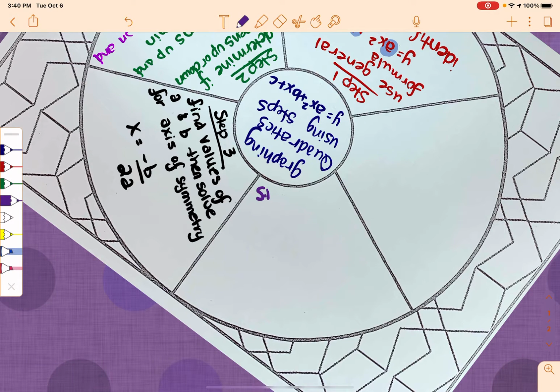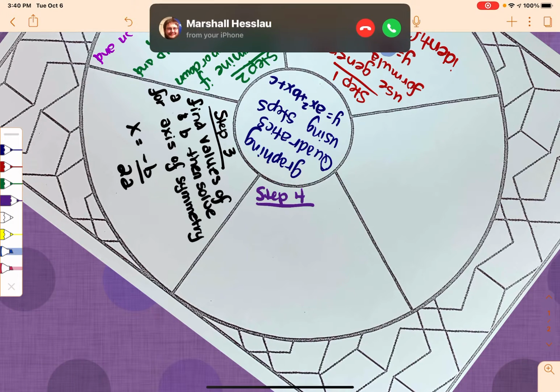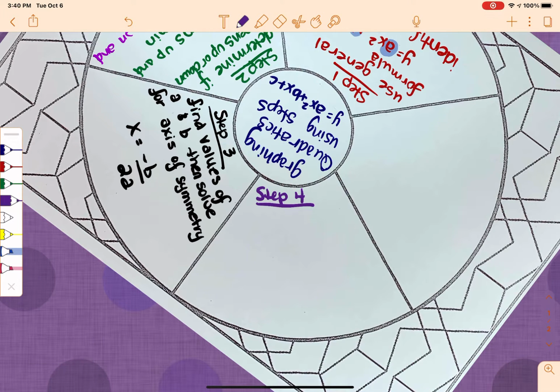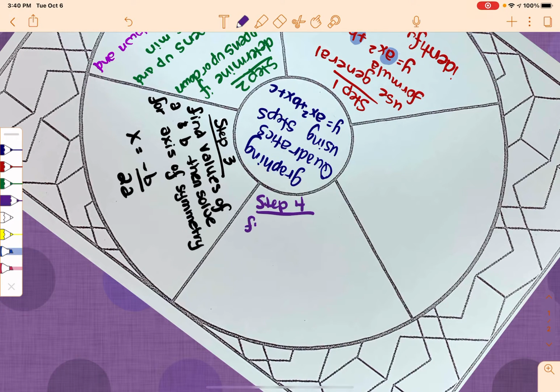Okay, so for step 4, we are going to find the vertex. Now the good news is when we found that axis of symmetry in step 3, whatever number we get for step 3 is going to be our x value. So we only have to find the y. So to find this y value, we're going to plug our x value into my equation to find y.